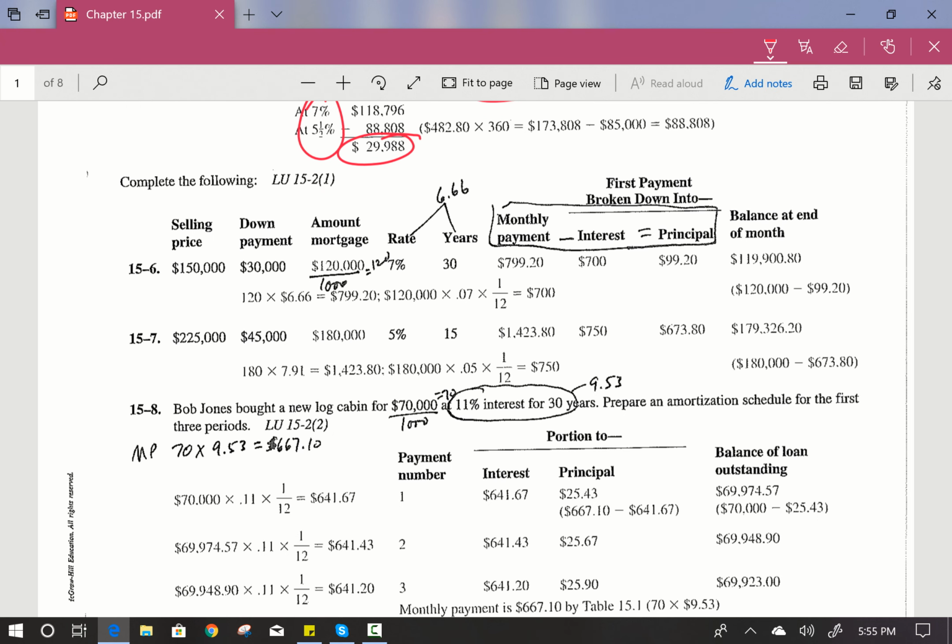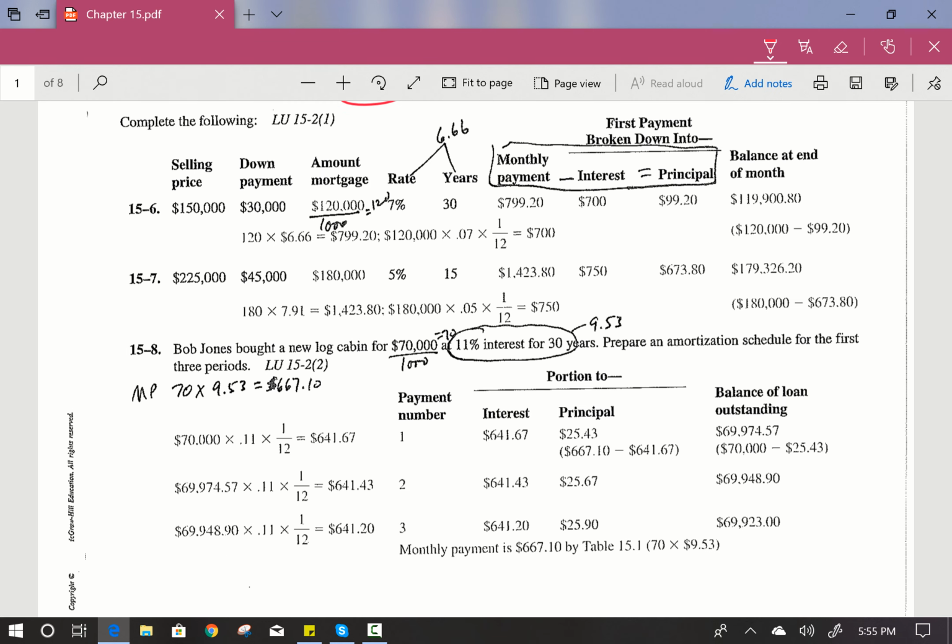Okay, number 6. $150,000 house less $30,000 will give us an amount financed of $120,000, divided by 1,000 for the chart, and that will give us 120. We're going to find the corresponding factor of 7% in 30 years, which we just used in the previous problem, so it's 6.66. Take 6.66 times 120, and that will give you $799.20.